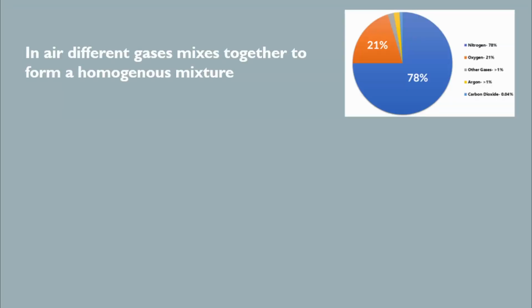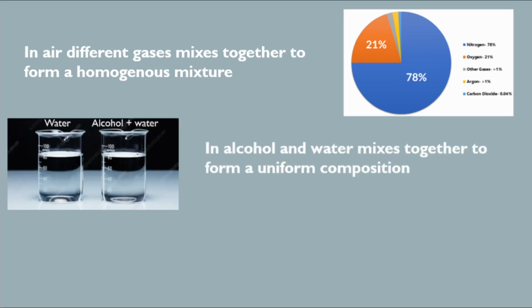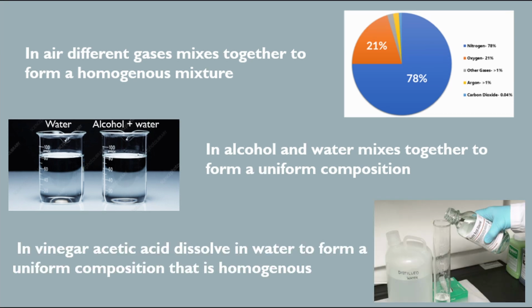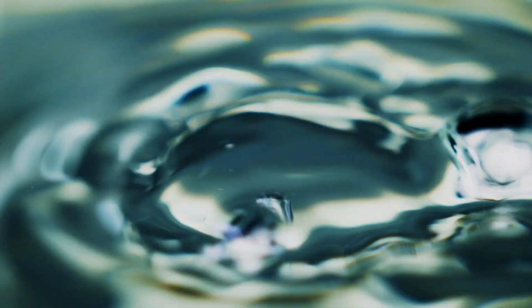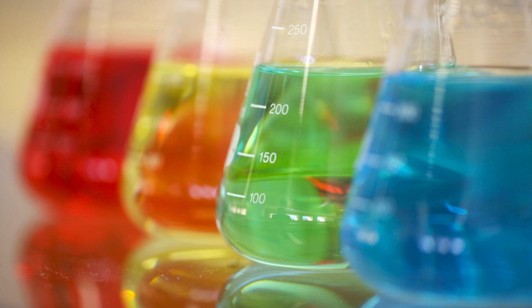In air, different gases mix together to form a homogeneous mixture. Alcohol and water mix together to form a uniform composition. In vinegar, acetic acid dissolves in water to form a uniform composition that is homogeneous. Just remember that a mixture is a solution if its particles form a homogeneous composition. In a solution, the particles are so small that we cannot spot them with the naked eye.